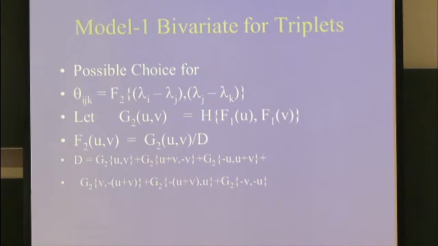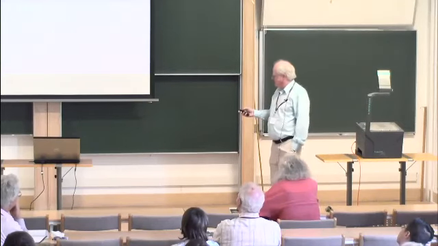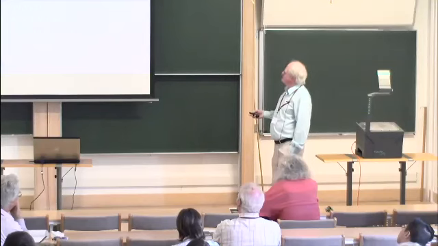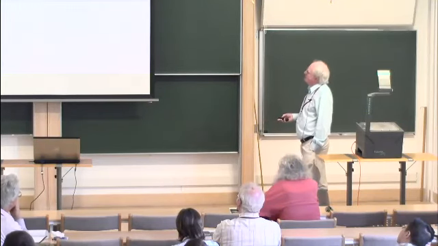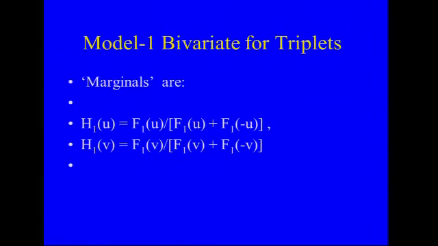So here's a proposal. A possible choice for theta ijk is to let G2 be a copula function and define F2(U,V) to be G2 divided by D. That guarantees 6 probabilities summing to 1, and if H is symmetric, we've got symmetry in this distribution. And it turns out the marginals for this are the kind of symmetric marginal distributions that I mentioned earlier.